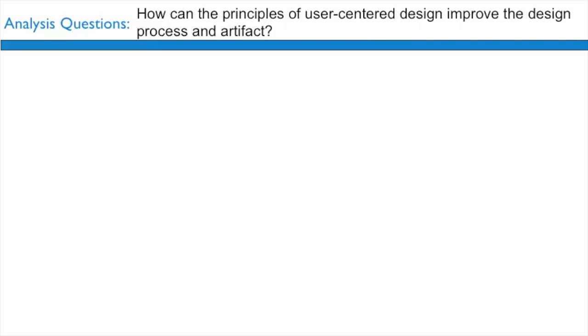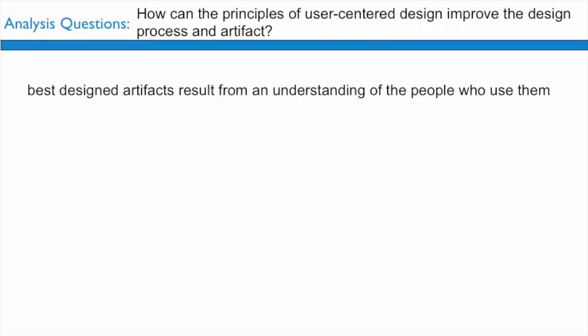So the first question we're going to explore today is how the principles of user-centered design can improve the design process and the design artifact. Now, user-centered design is an approach to design that is very specific in that it follows a basic principle. And this principle is that the best designed artifacts result from an understanding of the people who use them. Again, the focus here is on the user, and this should be your focus in all of your visual design work. Essentially, you should be constantly thinking about the person who is going to be looking at whatever it is that you've created and how they're going to experience that.